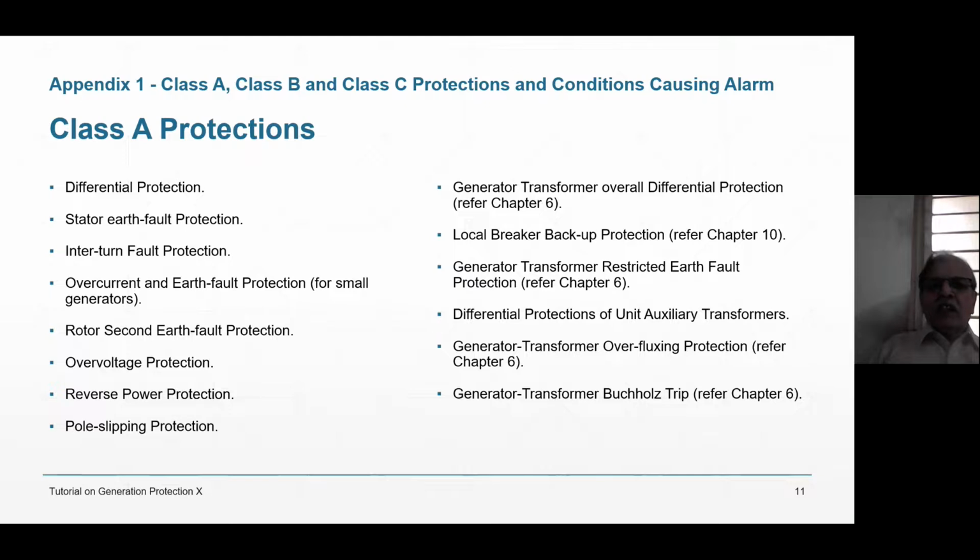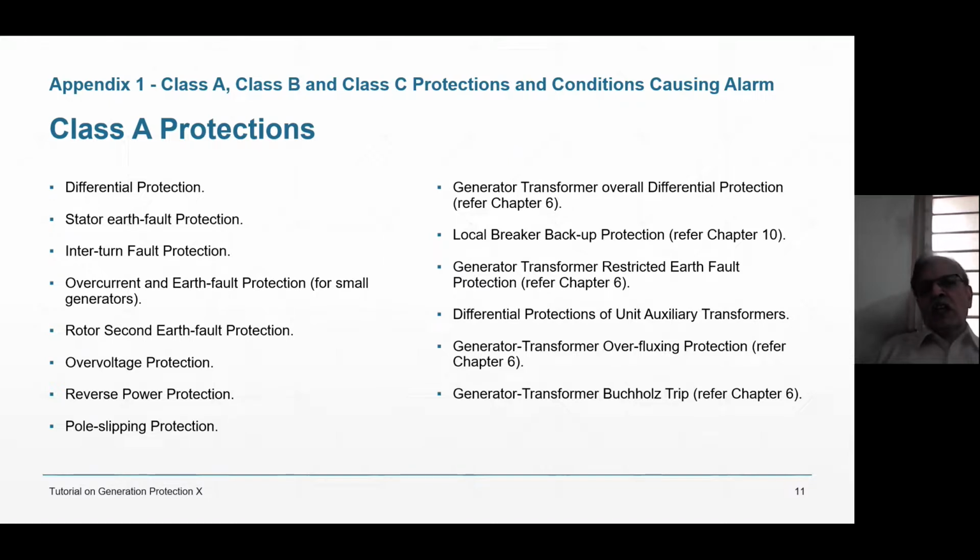We have seen all abnormalities, but we just have a look at this. How many protections are class A? How many protections are class B? How many protections are class C? And how many abnormalities are causing only alarm?